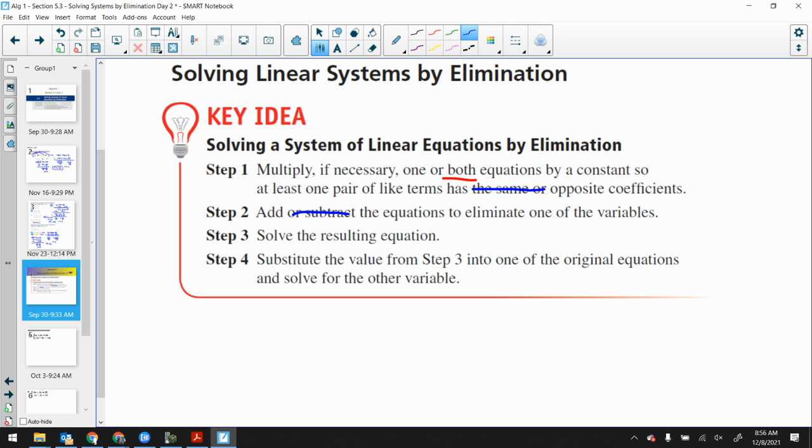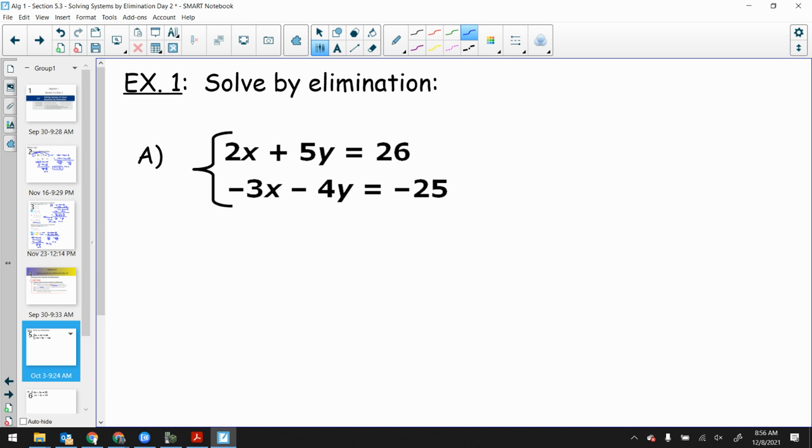Yeah. Now, steps 3 and 4 are the exact same thing as yesterday. We're not changing steps 3 and 4. The only thing that's going to be new about today is the fact that we're going to have to multiply both equations. Let me show you what I mean. Now, I'm going to actually do this problem twice. You're going to do it with me the first time, and then you're going to watch me do it the second time. Here's why.